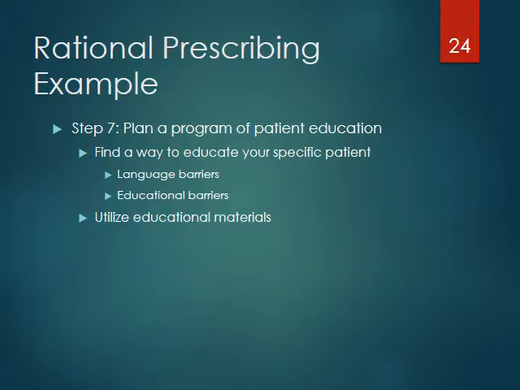Next, we want to plan our program for patient education. So we'll find a way to educate specific to our patient, both the parent and also the patient if possible. Look at things like language barriers, maybe they don't have English as their first language, and educational barriers, and then obviously utilize our education materials, whatever is available. A lot of places will have automatic printouts with a lot of the information, like why we're treating this, why we think it's a bacteria, how long to treat for, things like that, so they can take it home with them and read that and educate themselves.